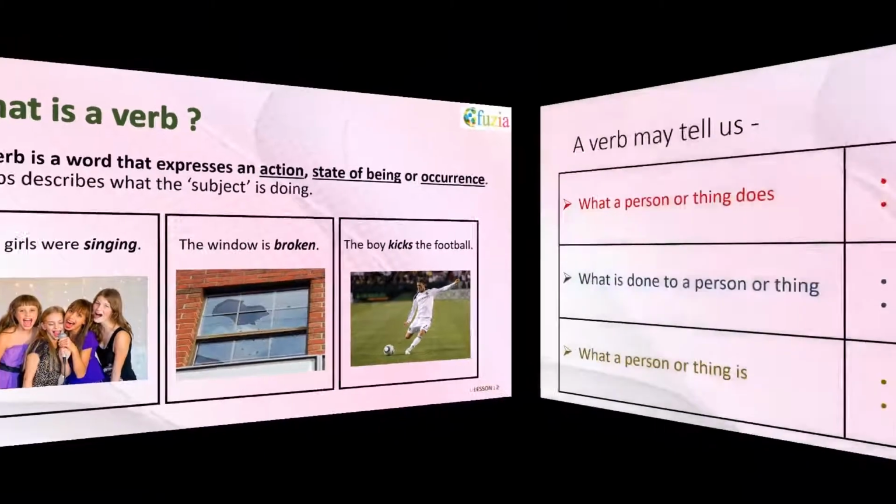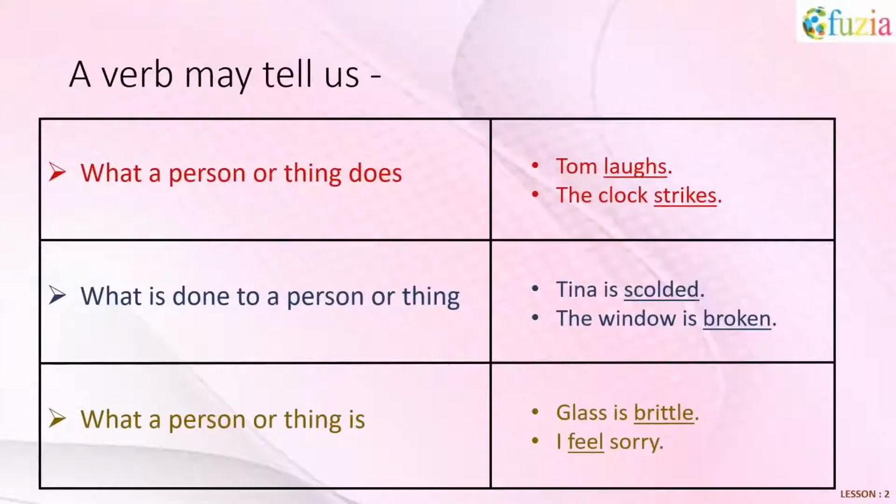So, a verb can tell us what a person or thing does. Like Tom laughs, the clock strikes. What is done to a person or thing? Tina is scolded. The window is broken. What a person or thing is. Glass is brittle. I feel sorry. Moving on.